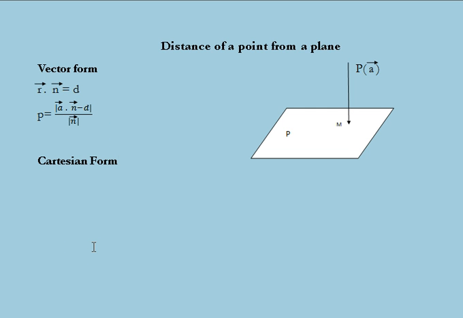In Cartesian form, when we have the equation of the plane as ax plus by plus cz plus d equal to 0, the length of the perpendicular drawn from the point with coordinates, let's say, x1, y1 and z1 to the plane as specified in this equation is given as mod of ax1 plus by1 plus cz1 plus d whole divided by root of a square plus b square plus c square. Next, we are going to discuss some problems.